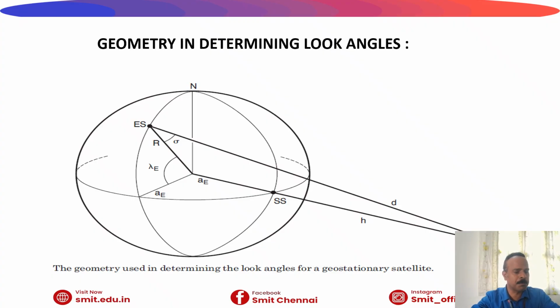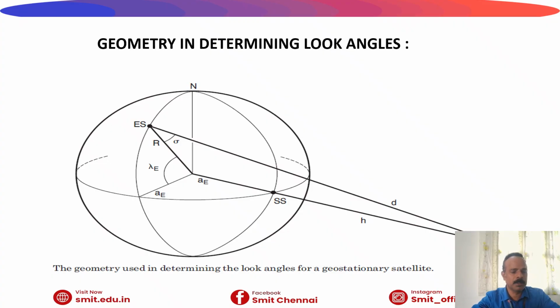Then there are some parameters that are required to determine the look angles. The first one is the Earth station latitude, which is denoted by lambda. This indicates the north-south position of the earth station. The second one is longitude, which is denoted by phi. This indicates the east-west position of the Earth station. The third one is the sub-satellite point, which is called SSP. This indicates the position of the satellite above the Earth.